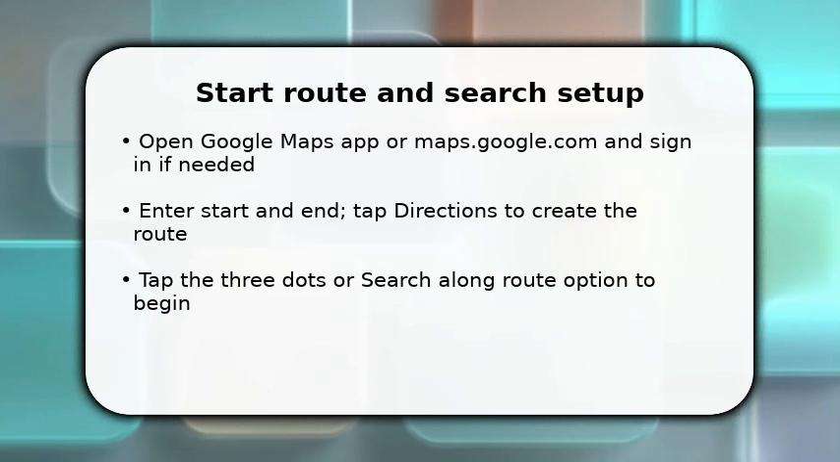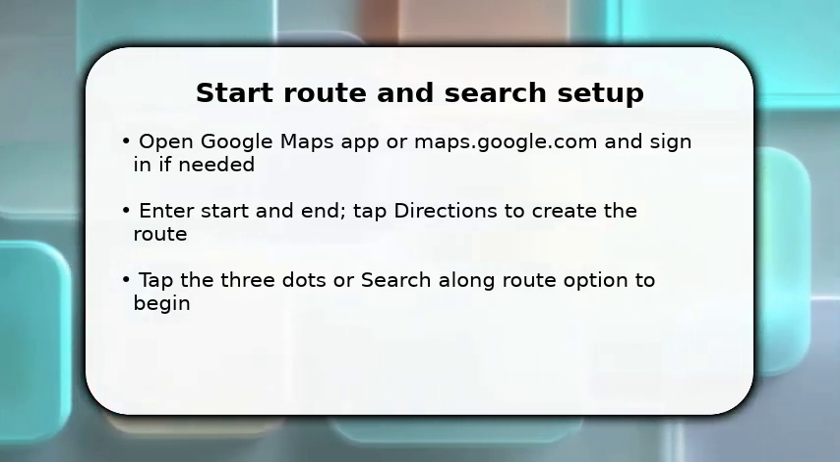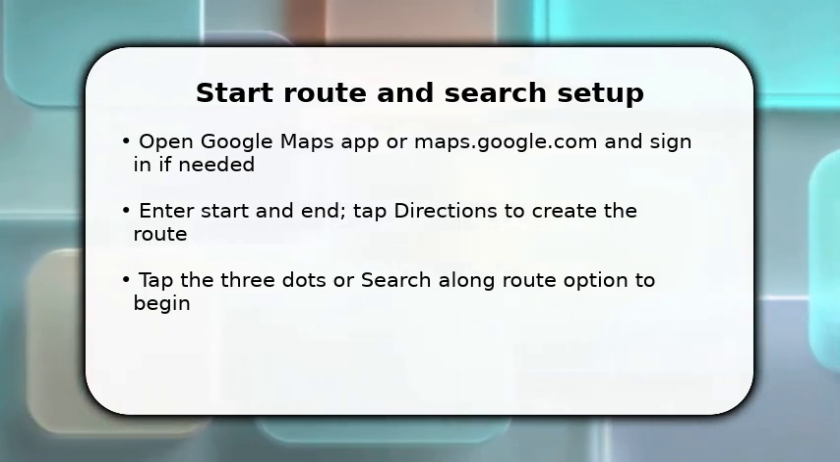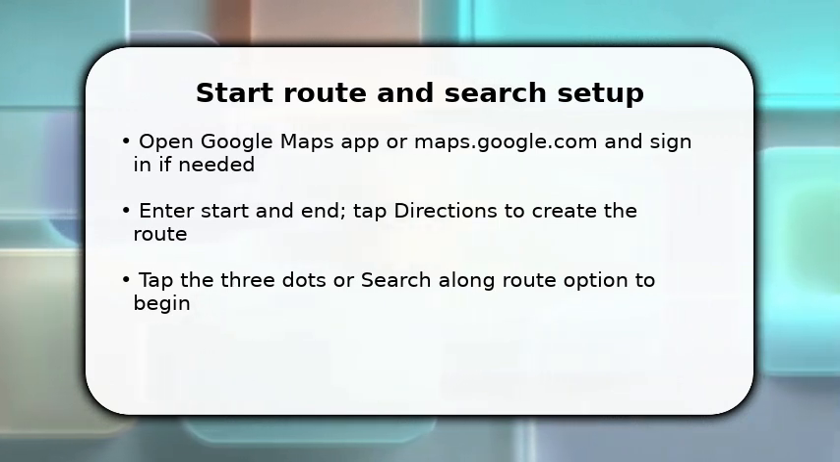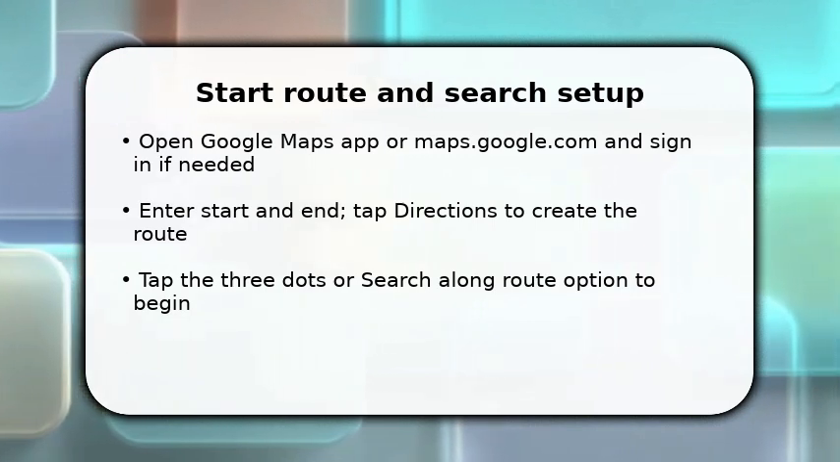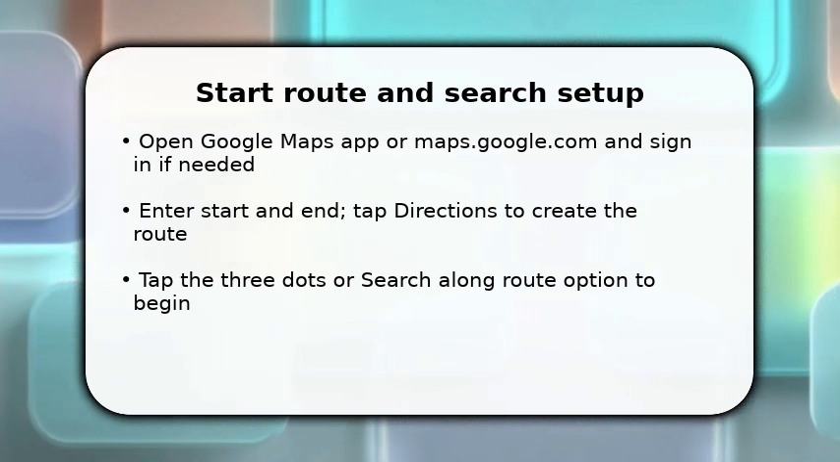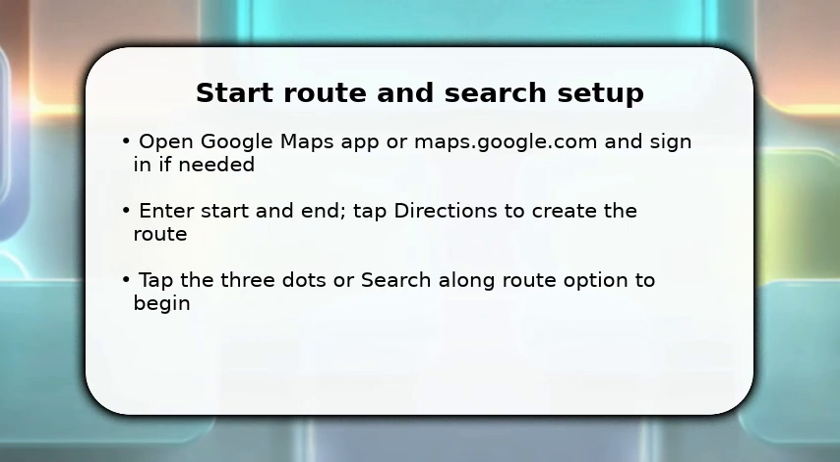You start by opening Google Maps and entering both your start and destination so the app calculates your route. Once the route appears, tap Directions, then tap the menu or the Search Along Route option. This attaches searches to the path. You do this because regular searches only show nearby results, not ones aligned to your course. Make sure the selected route is the one you plan to take before searching, since results follow the chosen path.